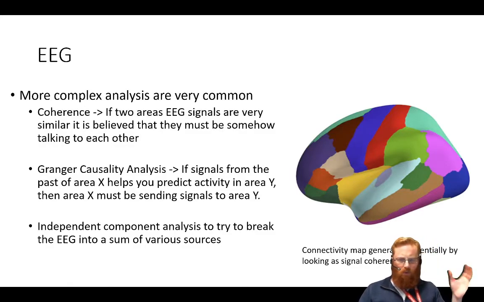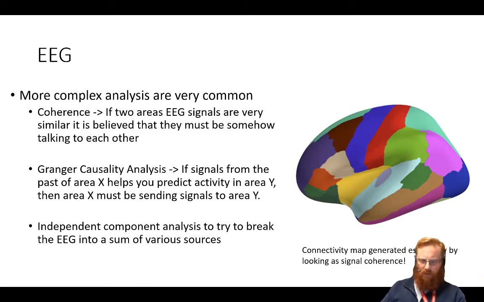So, more complex analyses are very common. I talked about this in 311, right? So this, for instance, is the map of the cortex made solely by looking at signal coherence, which is to say the EEG is very similar looking.